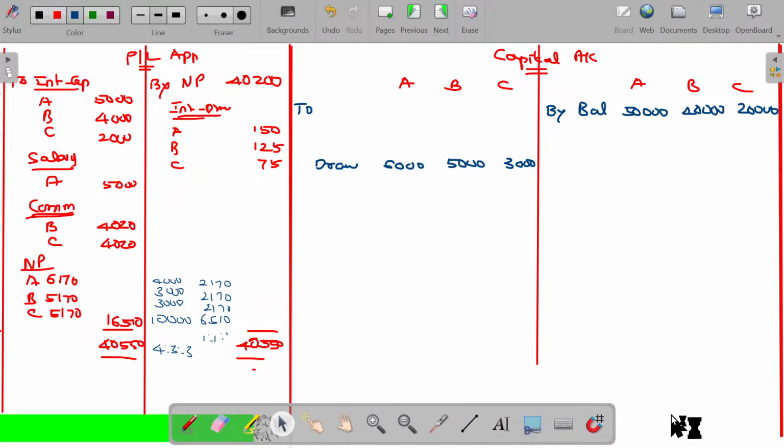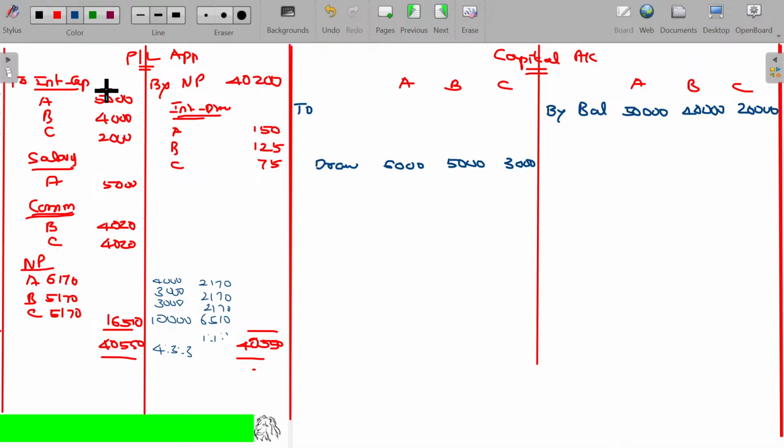Clear? Apart from that, the amount meant for the partners from the profits will be shared to the partners, shown in the credit side of the capital account. Credit side of the capital account. I will transfer all these things.